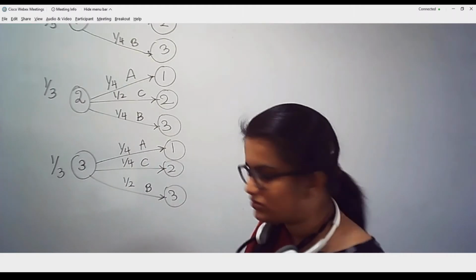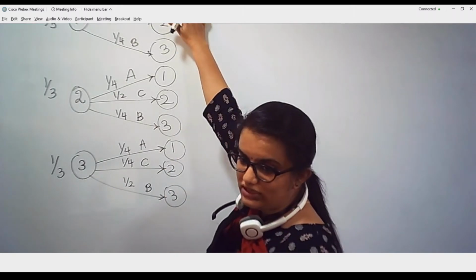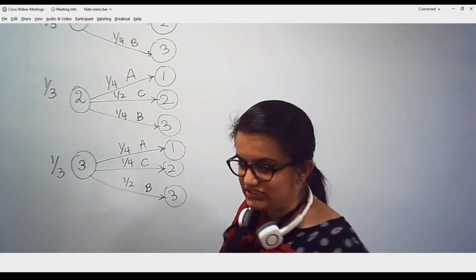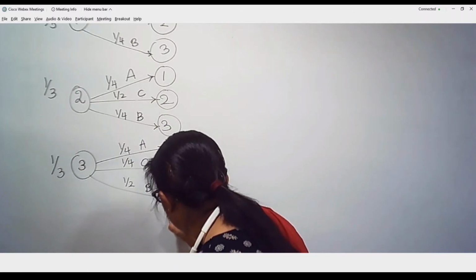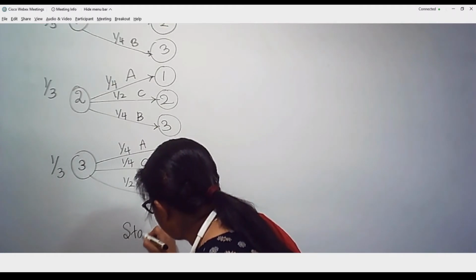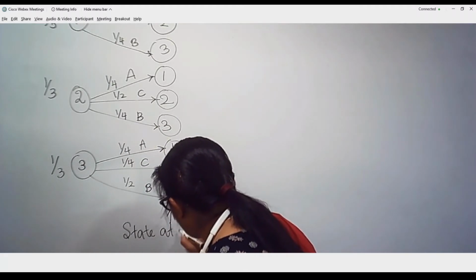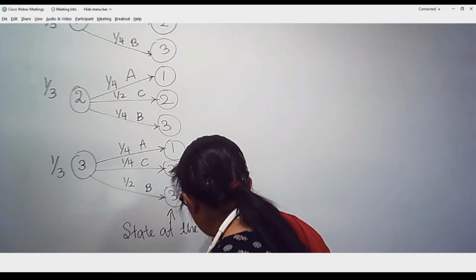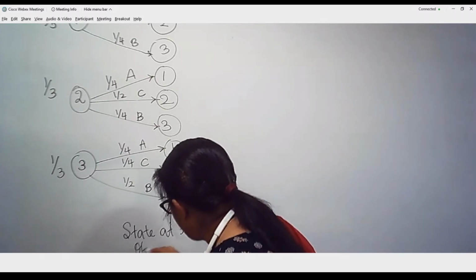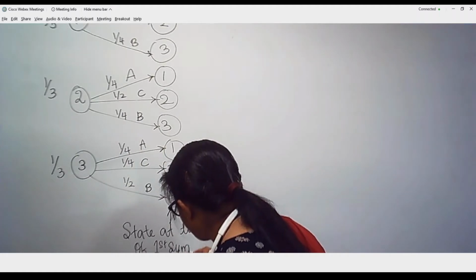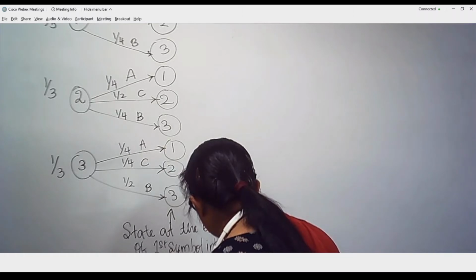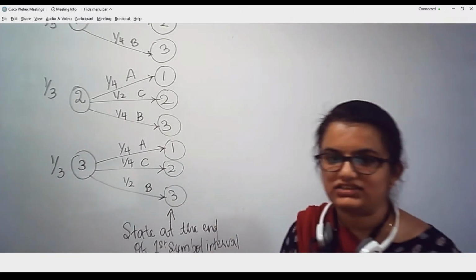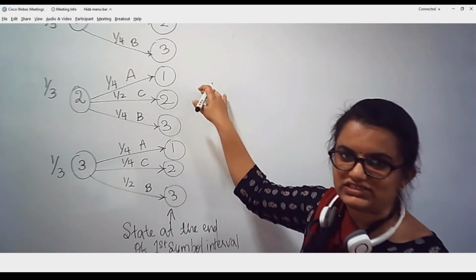This is what I know. So I'm currently at state 1. This is at the end of the first symbol, the state at the end of the first symbol interval. Okay. Then I can extend this particular source to the second symbol.